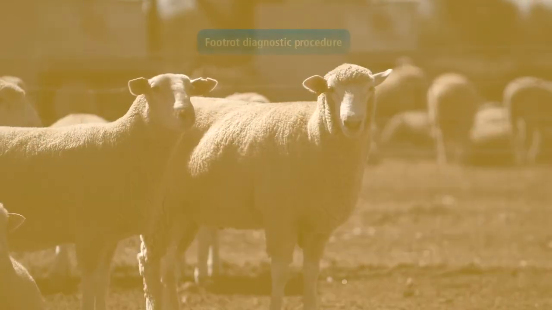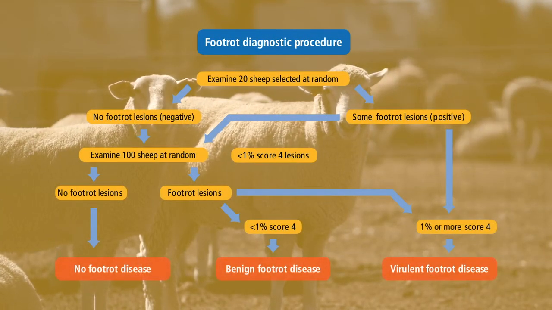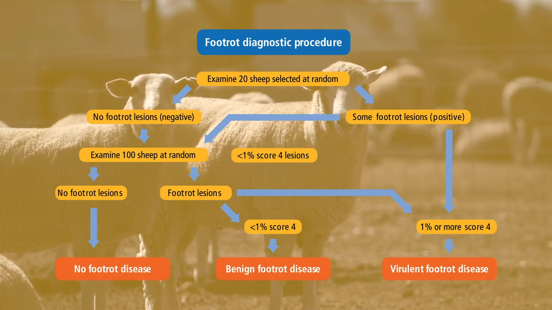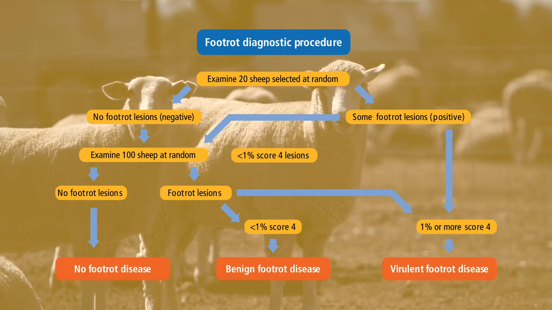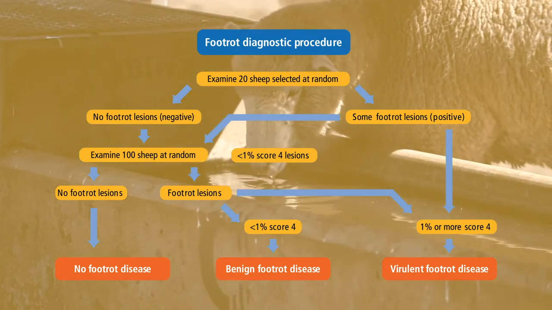If any sheep have the horns separating from the foot, you can be sure you have either benign or virulent foot rot. The main feature that distinguishes virulent foot rot from benign foot rot is the proportion of sheep in the mob that have feet with horns separating from the sole of the foot and the extent of separation, also known as underrunning.